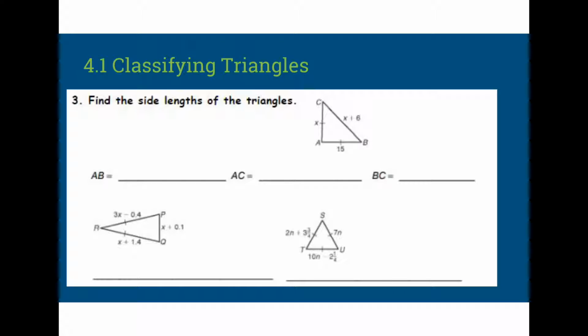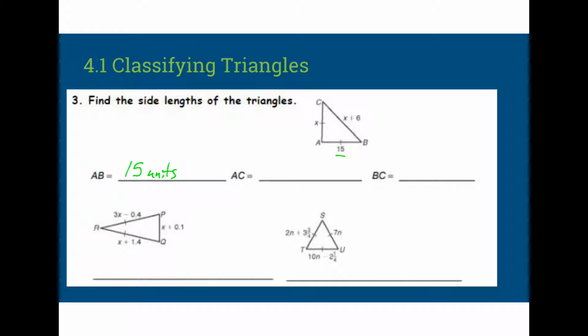Question 3, find the side lengths of the triangle. So taking a look at this one, AB is pretty easy. We can see right here that it says 15. So that's going to be 15. If we want to label it, we can say units.